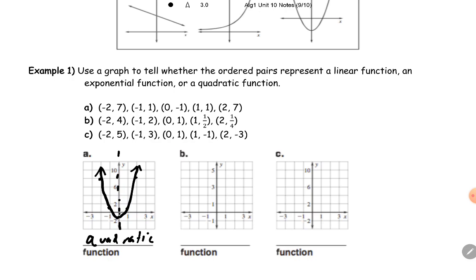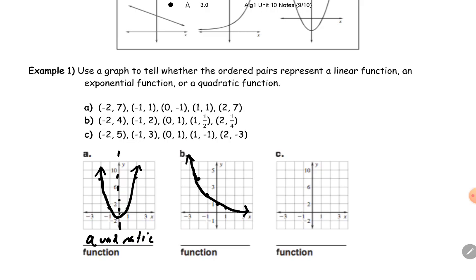Part B, so (-2, 1/4), (-1, 1/2), (0, 1)... Looks like everything is decreasing by a half each time going left. That is an exponential. It's like sliding down a hill.